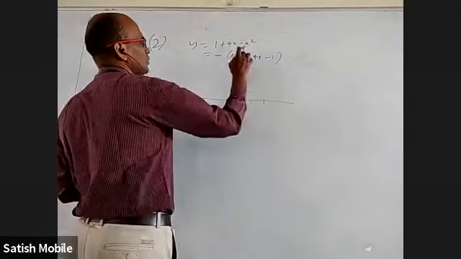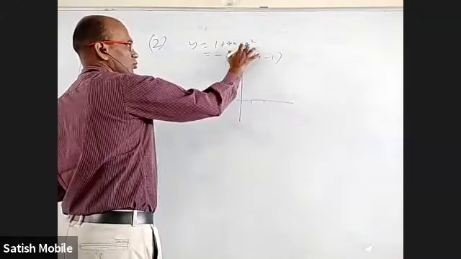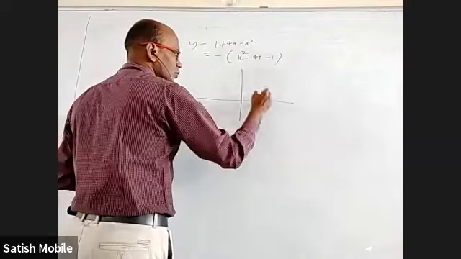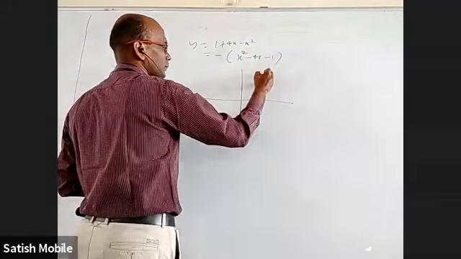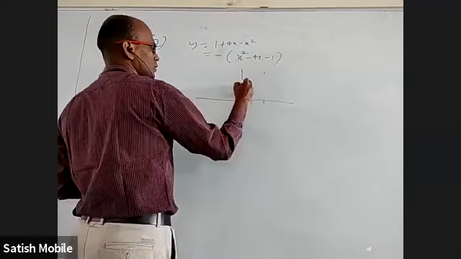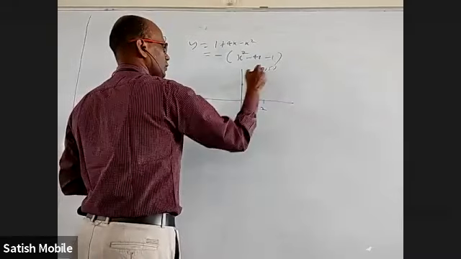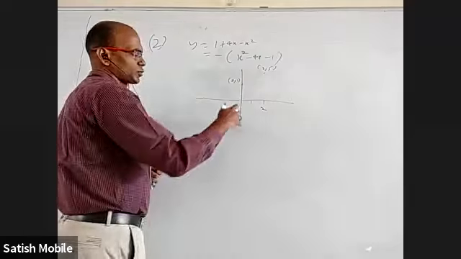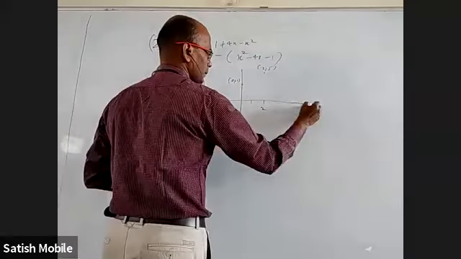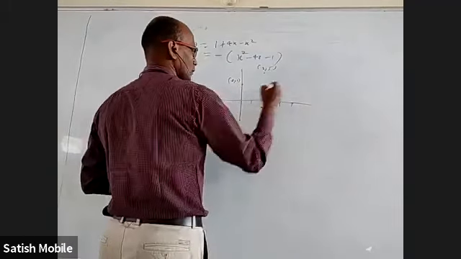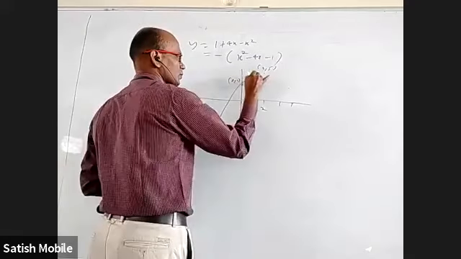At 2, what is the value? This is 8, this is 4, 4 and 5. At 2, its value is 5. At 0, it is 1. This is (2, 5). This is (0, 1). I'm sure at 4 also it will be 1. Okay, a parabola like this.